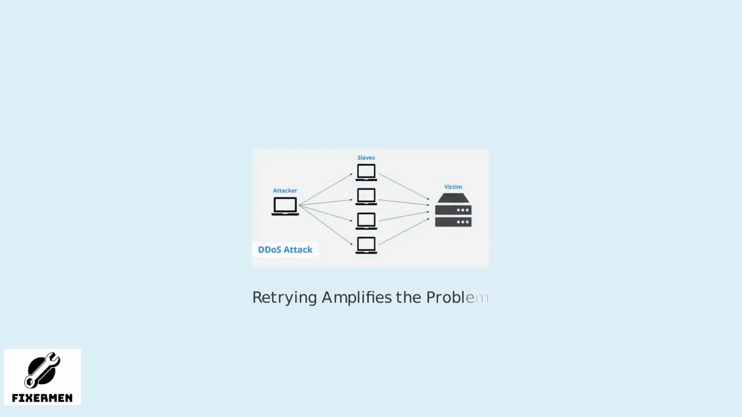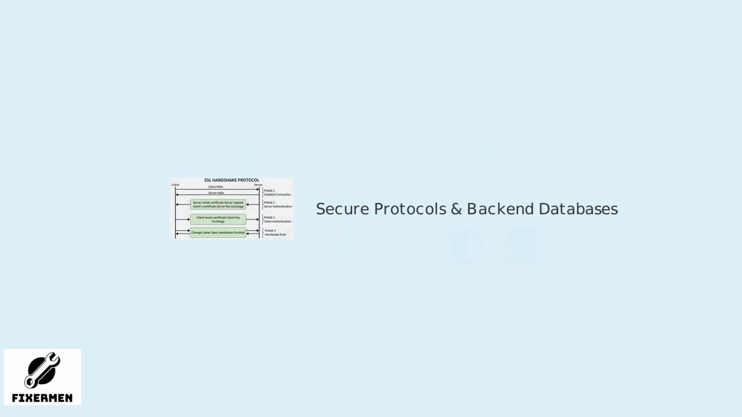Retrying repeatedly can actually make things worse, creating a cycle that amplifies the problem, similar to a distributed denial of service or DDoS attack. Each retry adds more load to the already overwhelmed server. Activations rely on secure protocols for authentication, and any issue with these protocols or the backend databases can also trigger the error. Problems in the SSL handshake or database connectivity lead to activation failures.